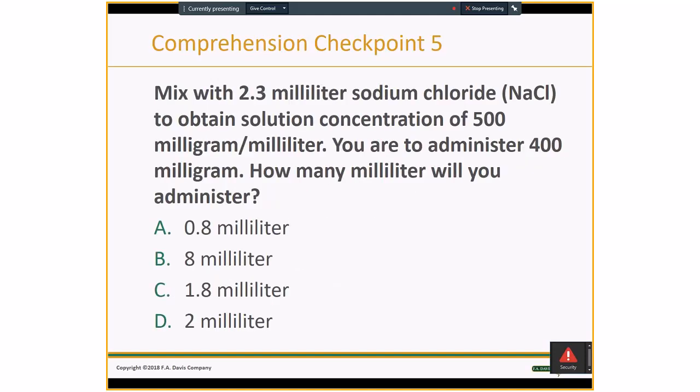Then we have a practice one. See if you guys can give the same answer as me.